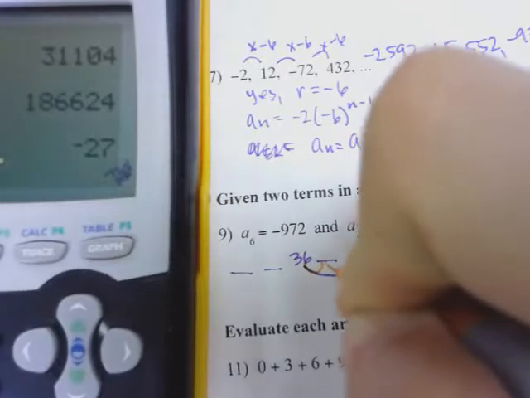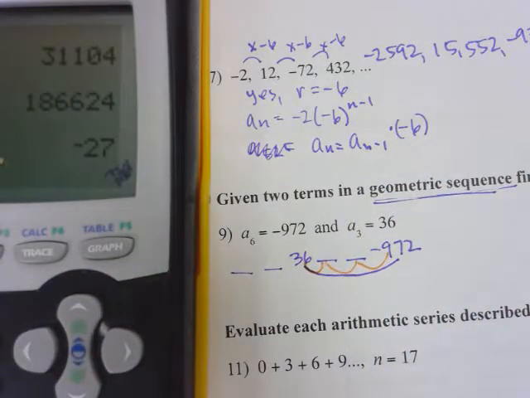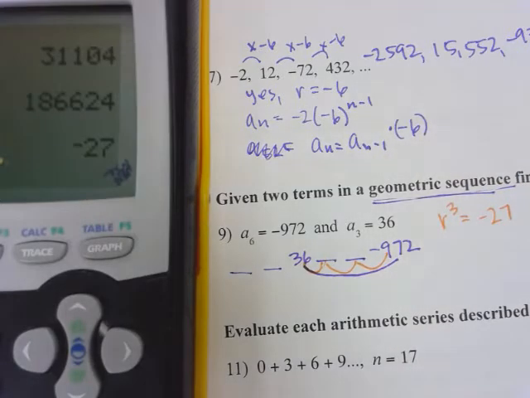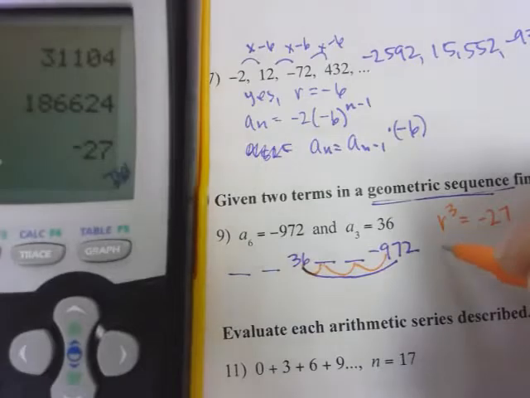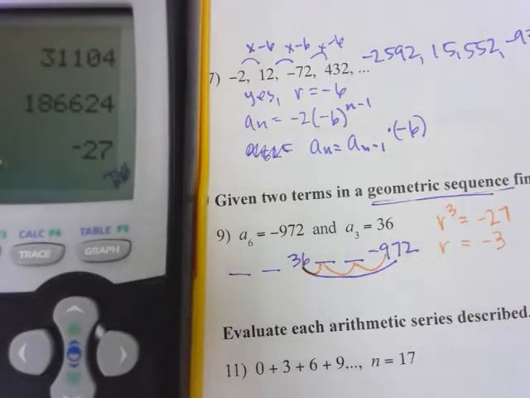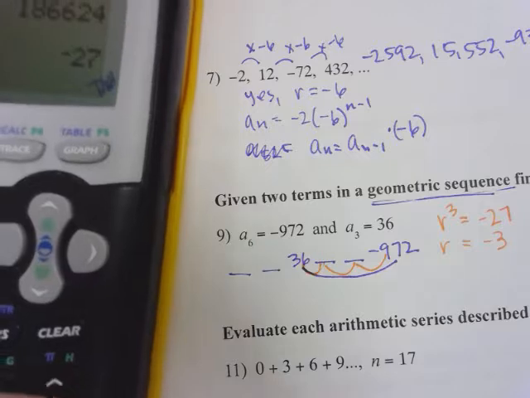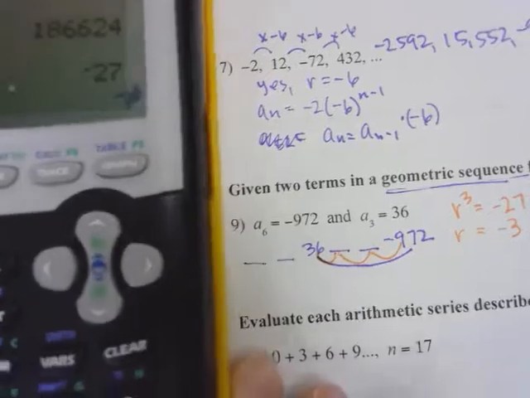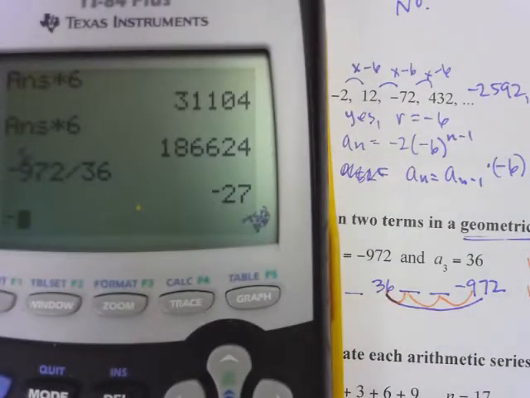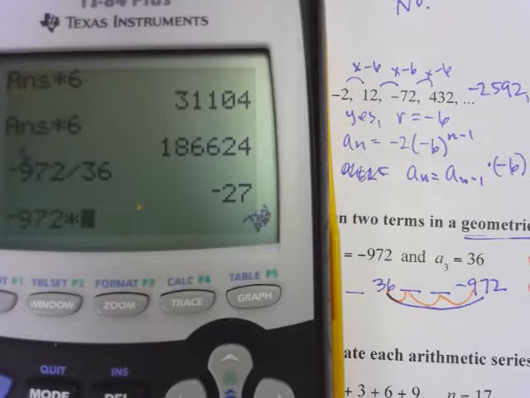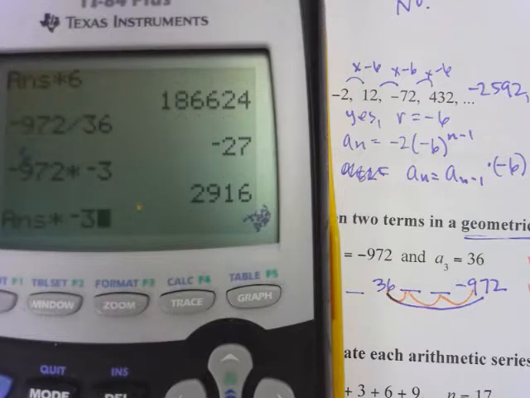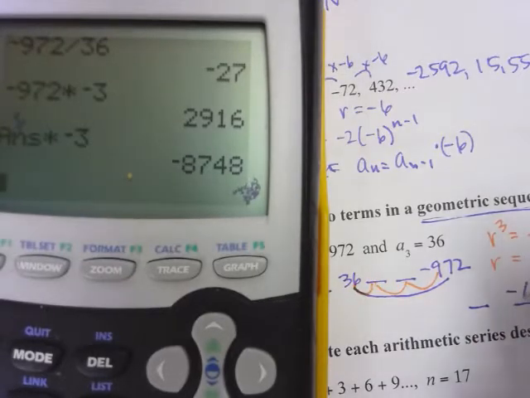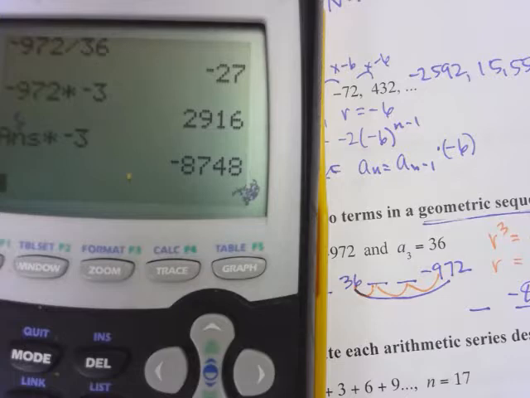That means something times something times something equals a negative 27. So r cubed equals a negative 27. When we write it that way, we're used to cubes. It's really easy to see that r is negative 3. And if I wanted to find the 8th term, I can take that negative 972 times it by a negative 3 times by a negative 3. We do that twice because this is the 6th term. So the 8th term would be negative 8,748.